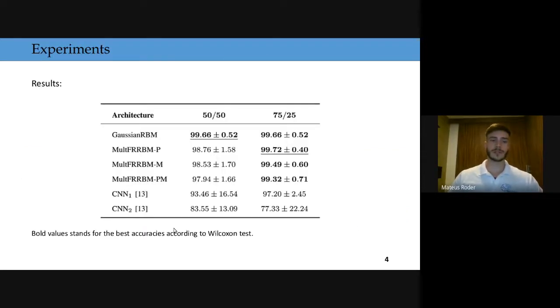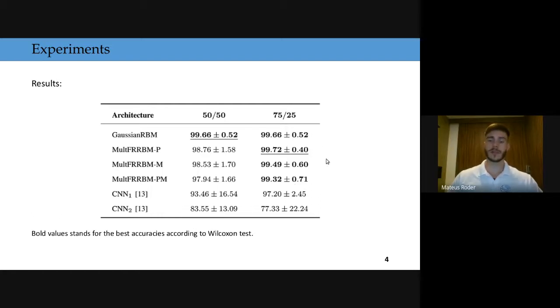The results achieved on the given dataset, regarding two data splits, 50-50 for training and test, and 75-25 for training and test, showed us that the Gaussian RBM achieved the best result overall, and the multimodal RBMs also achieved great results, better than the baselines from the baseline work.